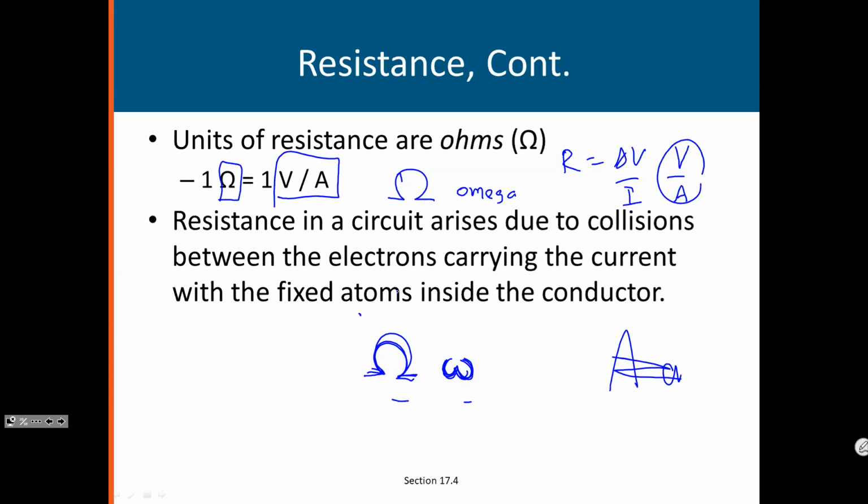So anyway, why am I talking about that? Because that's the symbol. Ohms, V over A, we call it ohm, and the symbol for ohm is the letter omega. But we don't say omega, we call it ohms. Okay, right? Clear?